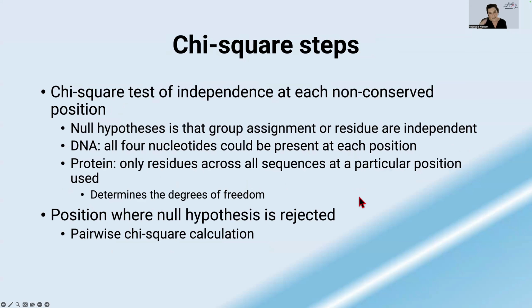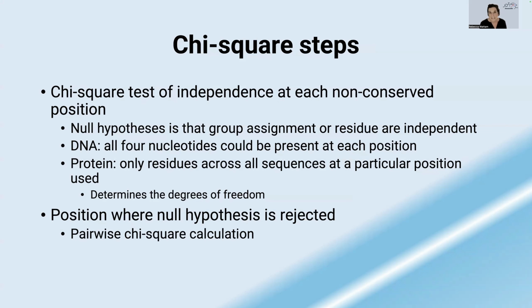So the steps on the chi-square, it's a test of independence at each non-conserved position. Remember, it's not going to show you the ones that are all shared or are so weakly insignificant. And so the null hypothesis that it's starting with is that these groups you've created, that the SNP positions have no relationship at all to those individual groups. And then the chi-square is trying to disprove that.